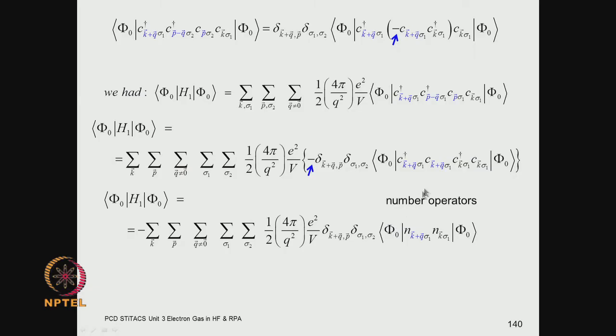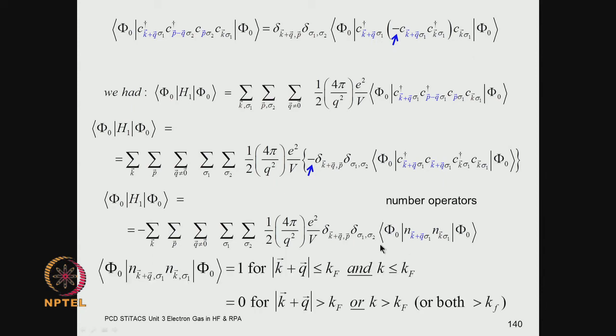Okay. Now, the operators over here, look at this is C dagger C and the indices are exactly the same. This is k plus q, this is also k plus q, and this is sigma 1, this is also sigma 1. So, this is a number operator. Look at the second one, this is also C dagger C, and look at the subscripts, this is k sigma 1, this is also k sigma 1. So, these are nothing but the number operators n corresponding to the state k plus q and sigma 1, and this is the number operator corresponding to the state k and the spin label sigma 1.